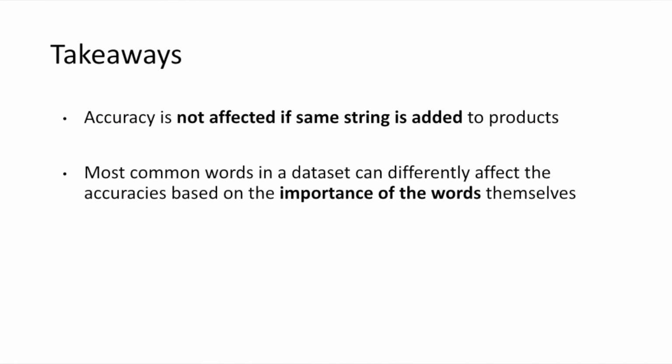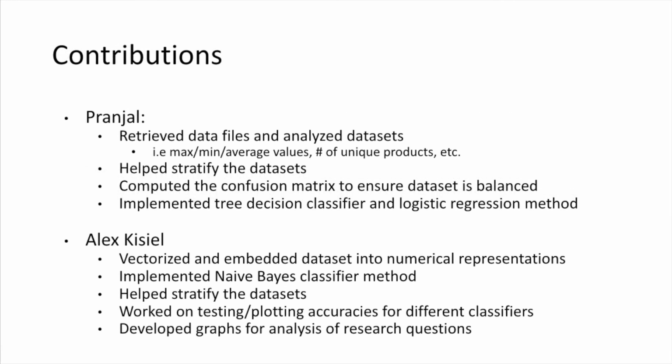To summarize, we found that prepending a string to each product's name doesn't really affect the accuracy of the classifier. On the other hand, subtracting words from the product's name can have a pronounced effect on the accuracy depending on how important that word is for classification. The next couple of slides mention our individual contributions for our project.